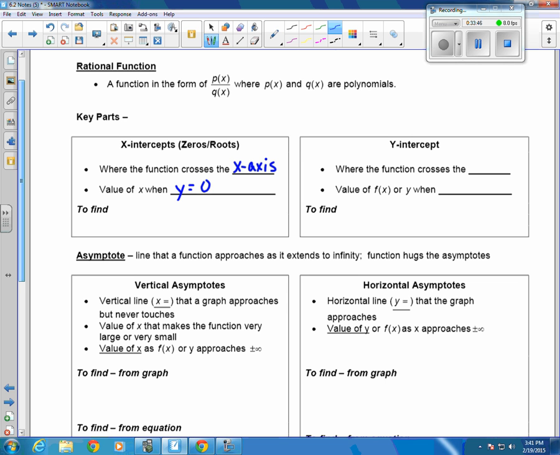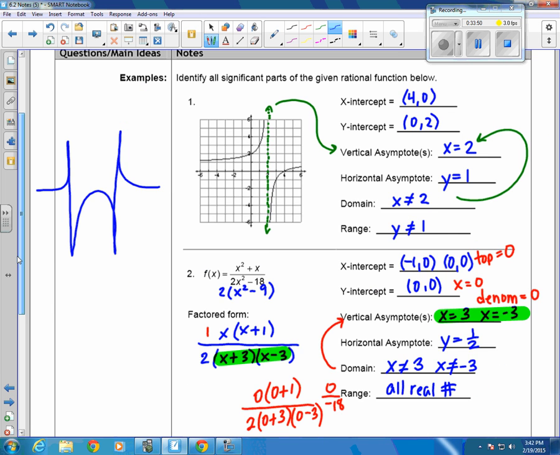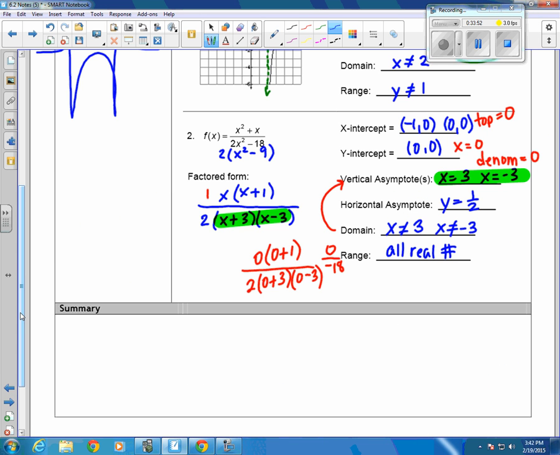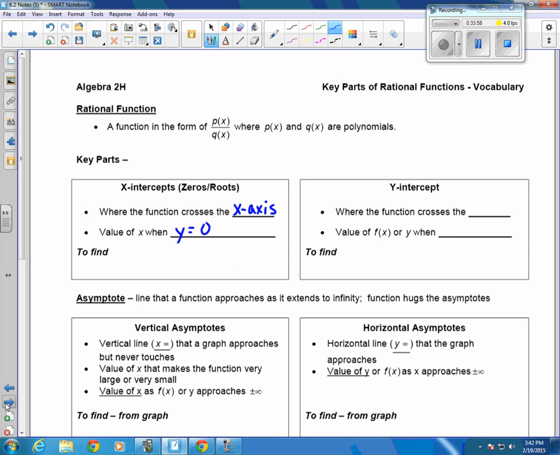What was the trick? We wrote it over here on this one. Top equals 0. We're not quite to that point yet. So we're going to say the top, set the top equal to 0, and solve.